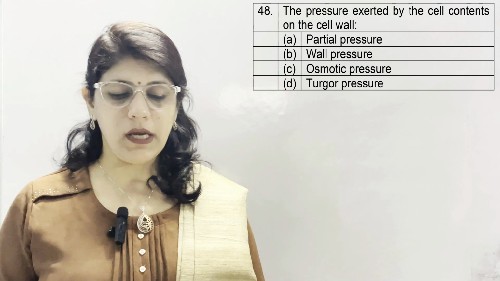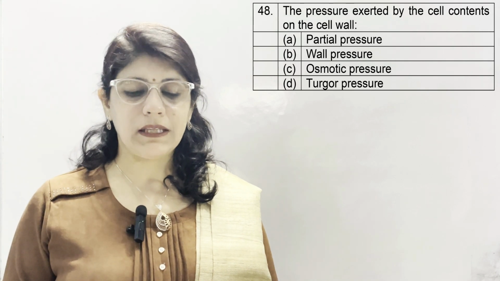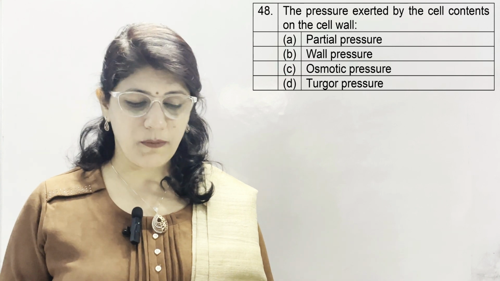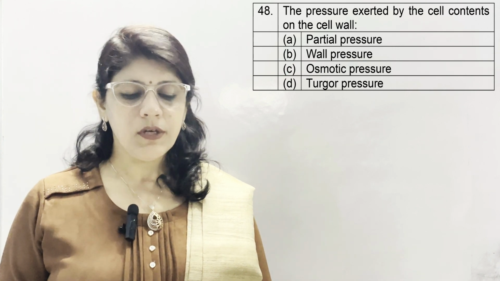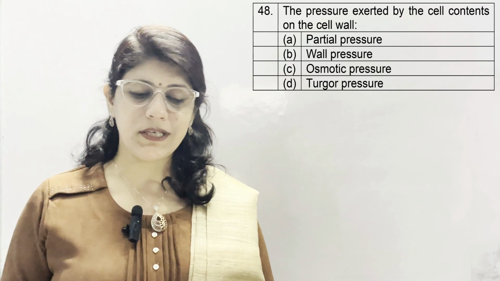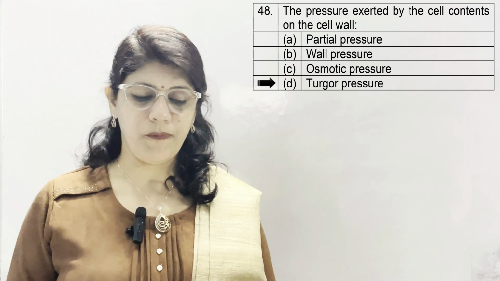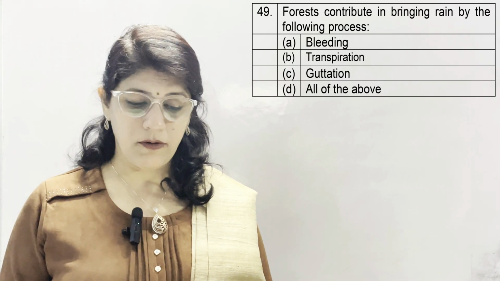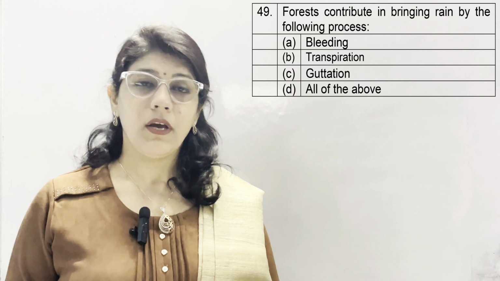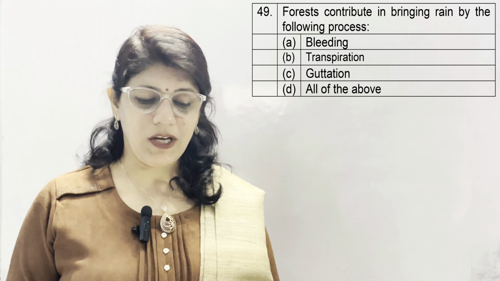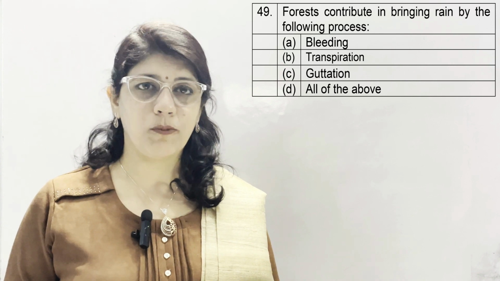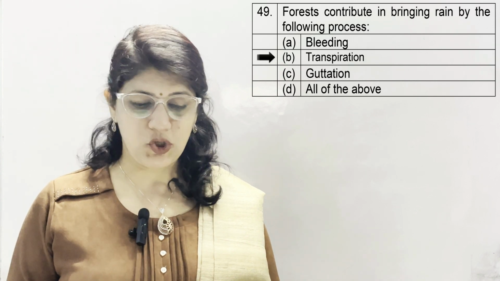Question number 48. The pressure exerted by the cell contents on the cell wall. A option partial pressure, B wall pressure, C osmotic pressure, and D turgor pressure. And the correct option is D, which is turgor pressure. In question number 49, forests contribute in bringing rain by the following process. A option bleeding, B transpiration, C guttation, and D all of the above. And the correct option is B, which is transpiration.